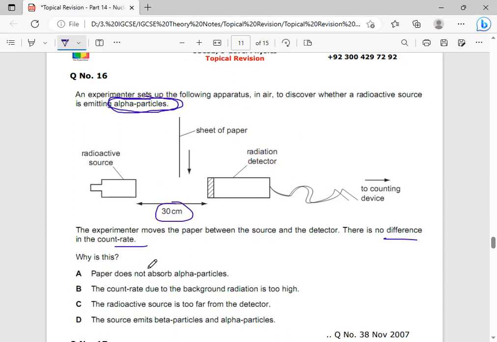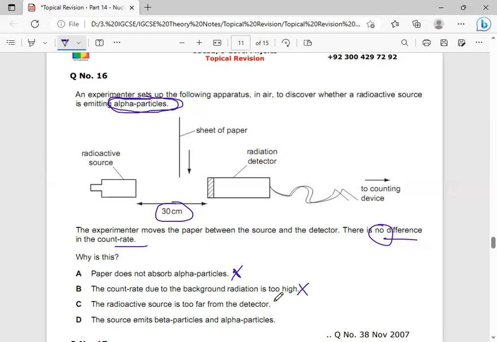Paper doesn't absorb alpha particles. Wrong. Paper always stops or absorbs the alpha particles. The count rate due to background radiation is too high. Since there is no difference in the count rate in the presence of the radioactive source, background radiation is never supposed to be too high.